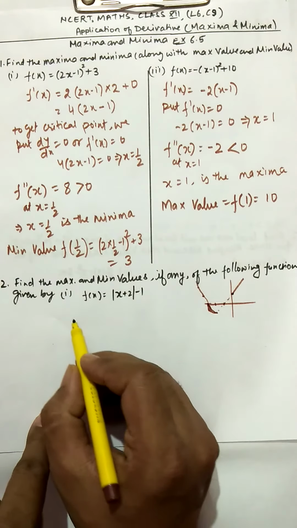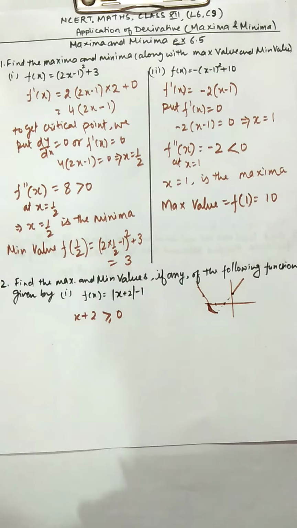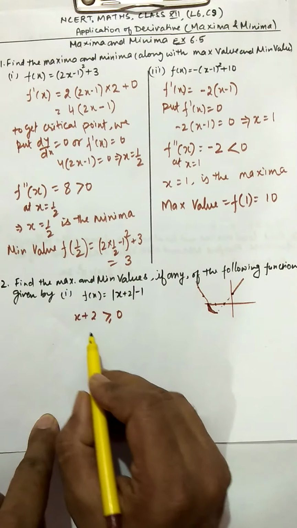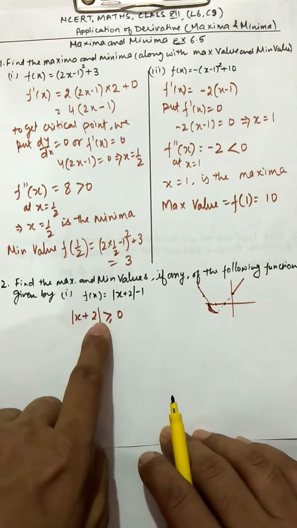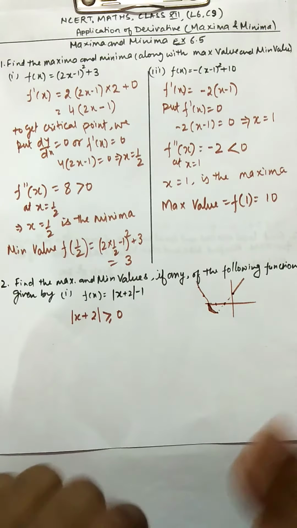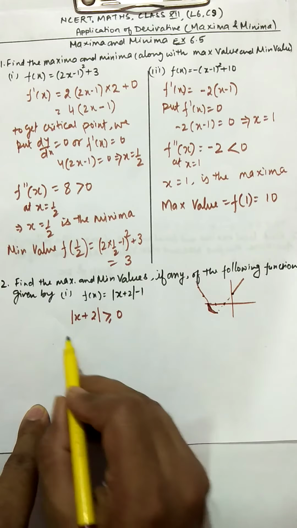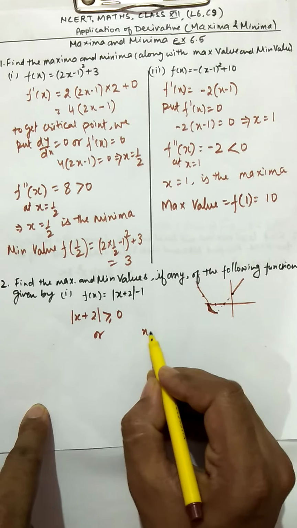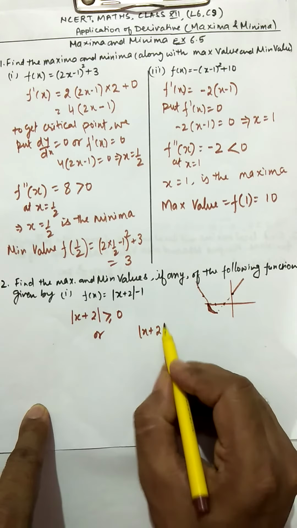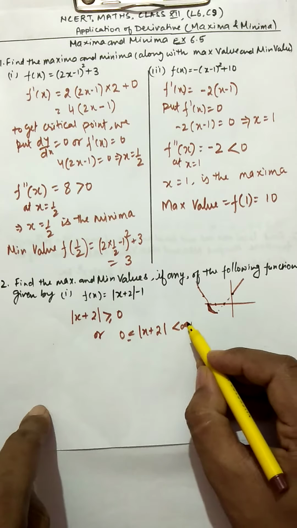Here you can see that |x + 2| is always greater than or equal to 0 for whatever value of x. So this mod x + 2 is always greater than or equal to 0 for whatever value you take. Now you subtract, or you may write it like this: |x + 2| is greater than or equal to 0 and less than infinity.